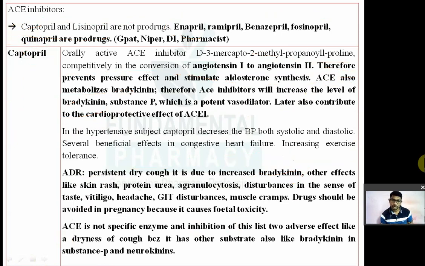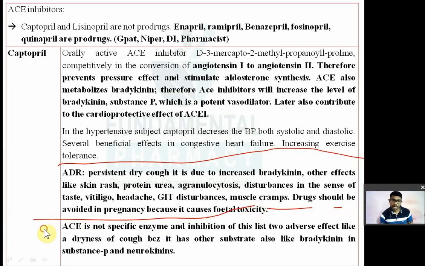ओके, याद रखो इसको. Other adverse effects like skin rash, proteinuria, presence of protein in the urine, agranulocytosis, disturbance in the sense of taste, vitiligo, headache, GIT disturbances. These are the other effects. So these drugs should be avoided in pregnancy because they can cause fetal toxicity. ये pregnancy में नहीं देना. ACE inhibitors are not specific inhibitors to the enzyme, and therefore inhibition of this leads to adverse effects like dry cough.